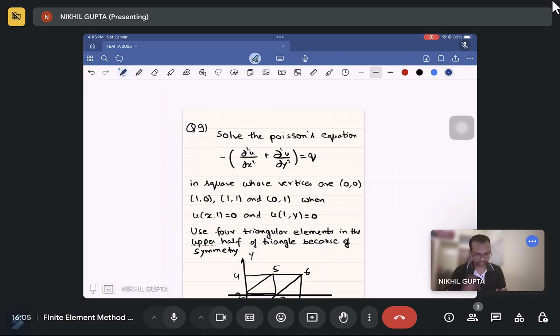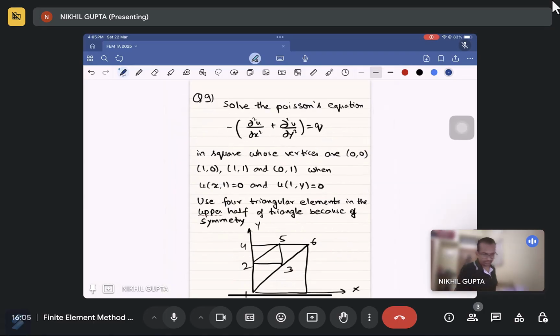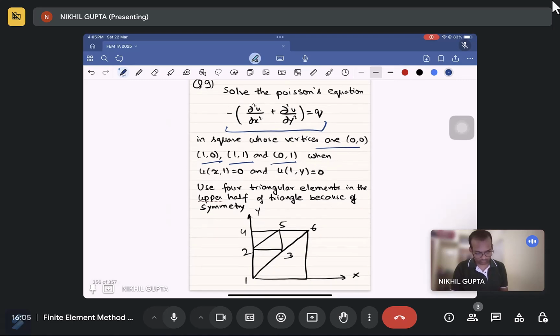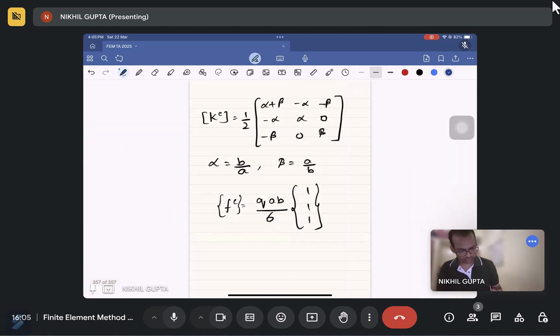Okay, the last question for today I have kept like this. It says solve the Poisson's equation, which is given here, in a square whose vertices are (0,0), (1,0), (1,1) and (0,1), which is shown here. We have to use 4 triangular elements in the upper half triangle, which is this, because of symmetry, and we have to solve the question. A few things are given here. So let's start solving the question.